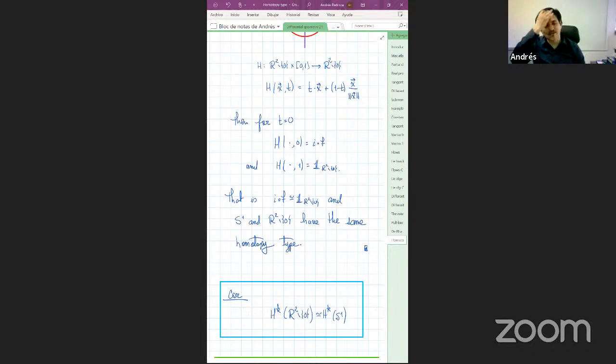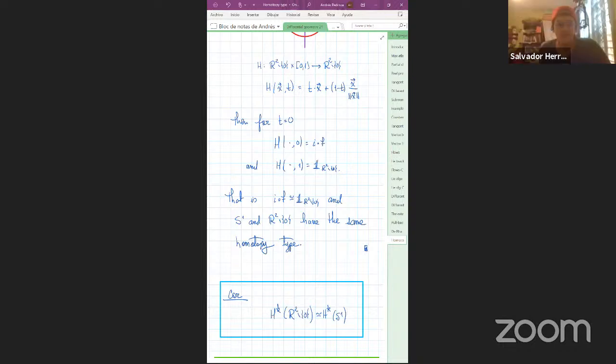So as a corollary, we know the cohomology of the punctured plane. So can someone tell me what is the cohomology of the punctured plane? R. In which degree? For both 0 and 1. 0 and 1. And on the other ones it is 0. Okay?